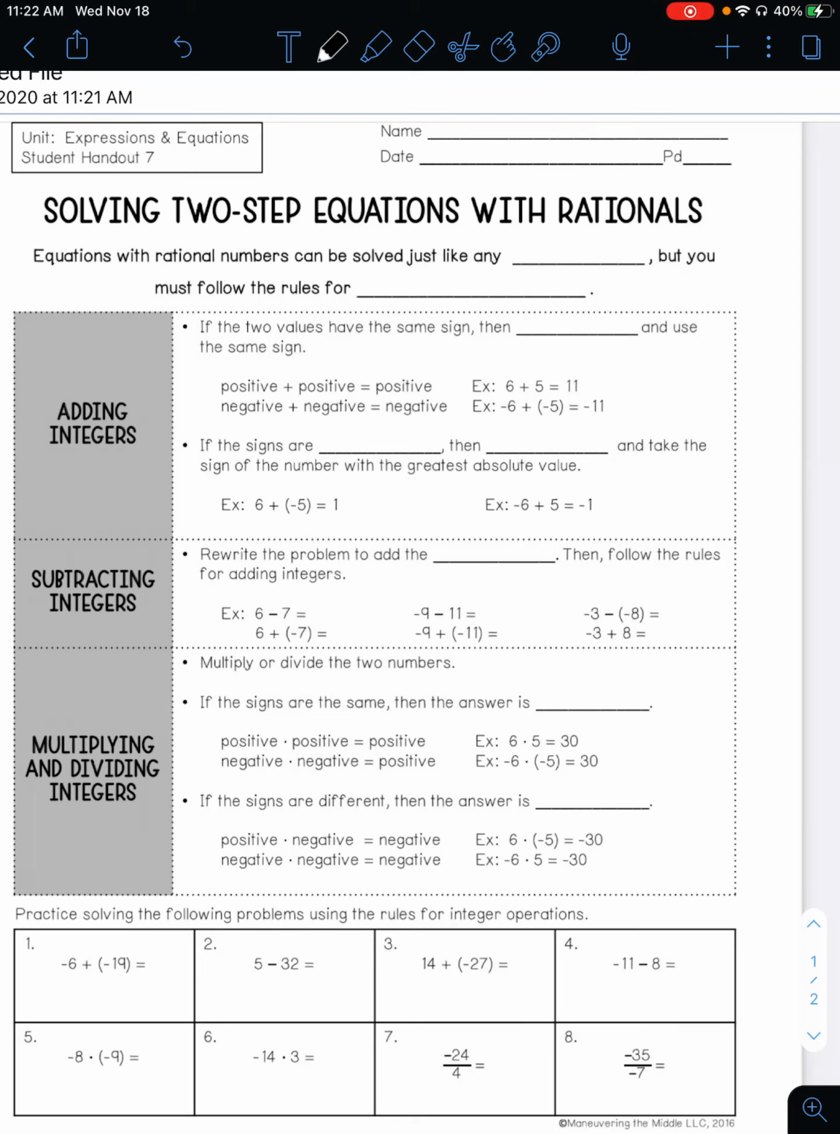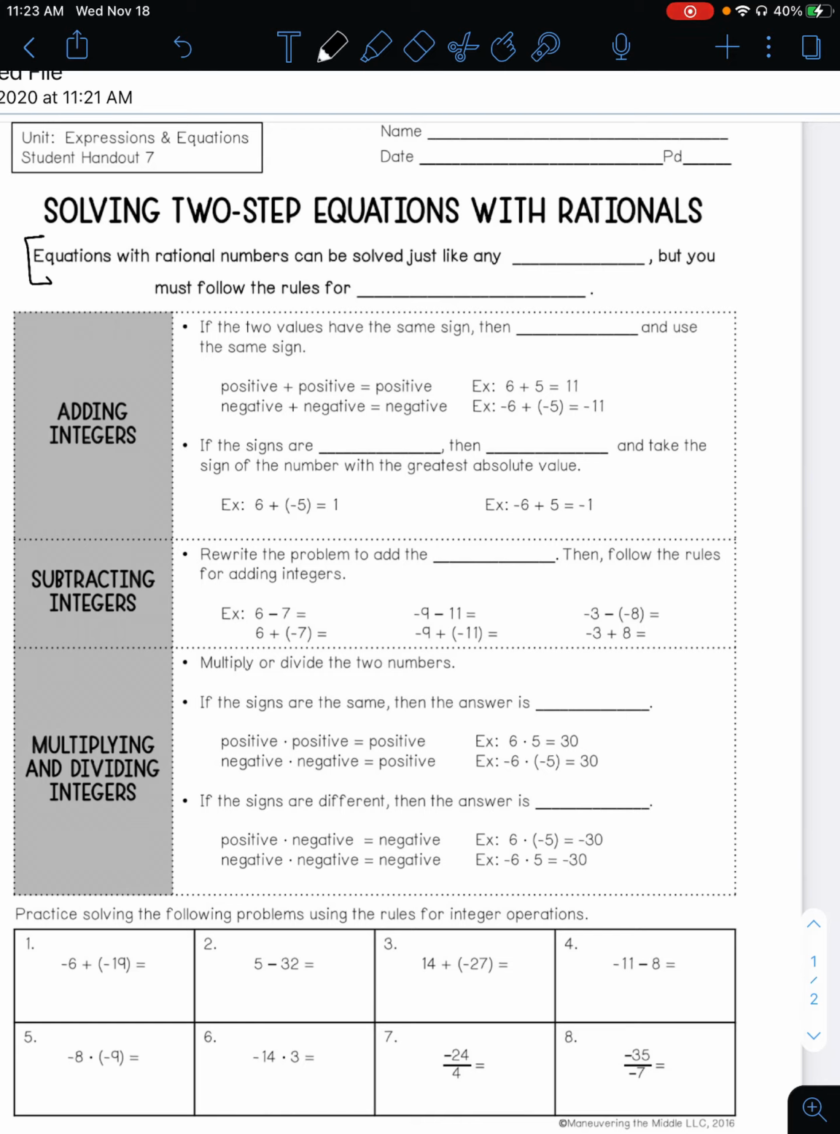Hey, seventh graders. I wanted to go through this little mini lesson about solving two-step equations with rational numbers, just to remind us about the different rules that we have for solving equations with rational numbers. If we remember, a rational number is any number, positive or negative. And we had a few rules for what we could do when we were adding, subtracting, multiplying, and dividing them. So I just want to help us out here. Follow along as I go through this little handout.